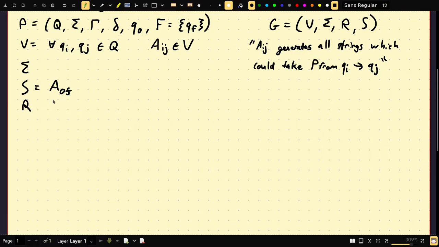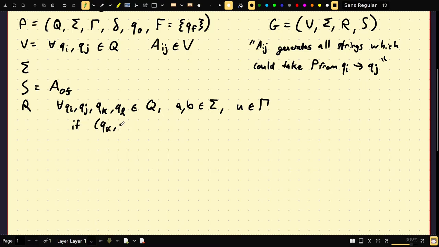So I'm going to say, consider this definition. For all QI, QJ, QK, QL in Q, let A be some input symbol, and let U be some symbol in our stack alphabet. And I'm going to say, if we have the rule (QK, U) is in delta(QI, A, epsilon).